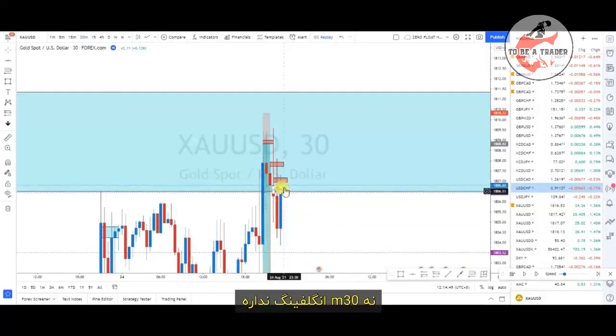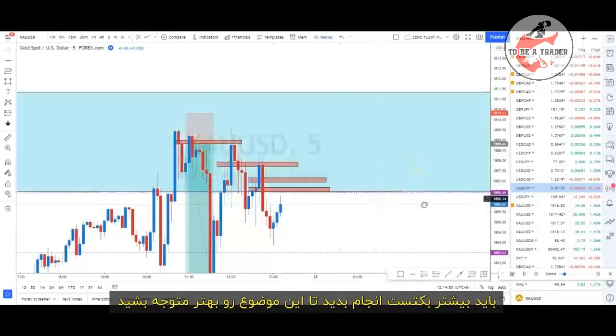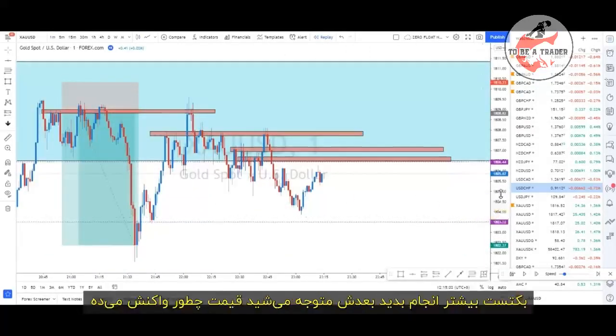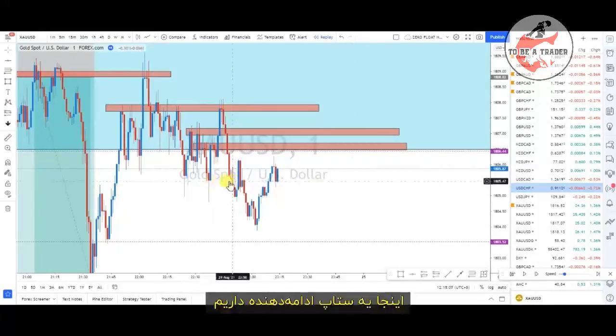No, M30 does not have any engulfing. The possibility of the price going down very far is quite high. So you have to do more backtesting so that you understand this more. I'm not sure how to tell you this, but if you do more backtesting, then you'll understand how price action works. Okay, so here there is a continuation setup, guys.